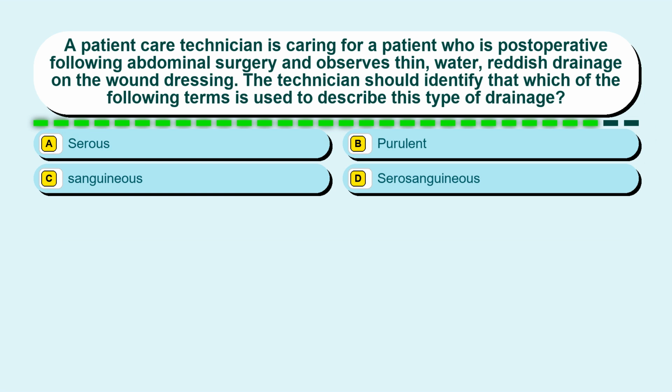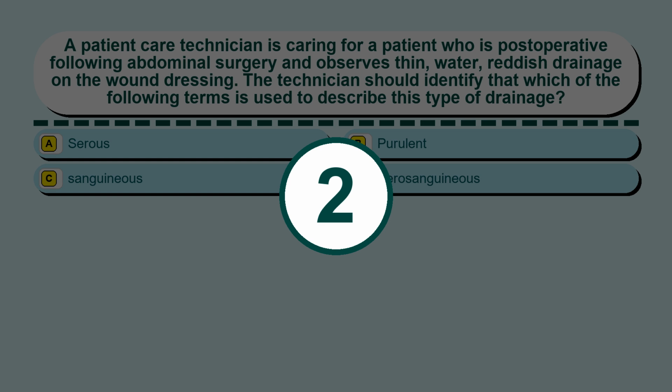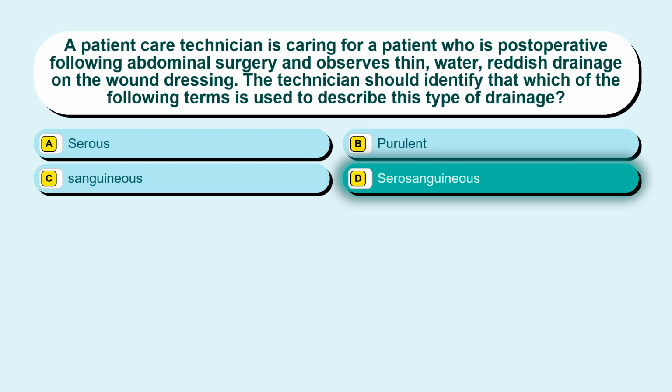Question 30. A patient care technician is caring for a patient who is postoperative following abdominal surgery and observes thin, watery, reddish drainage on the wound dressing. The technician should identify that which of the following terms is used to describe this type of drainage. Option A, serous. Option B, purulent. Option C, sanguineous. Option D, serosanguineous. The correct answer is option D, serosanguineous.